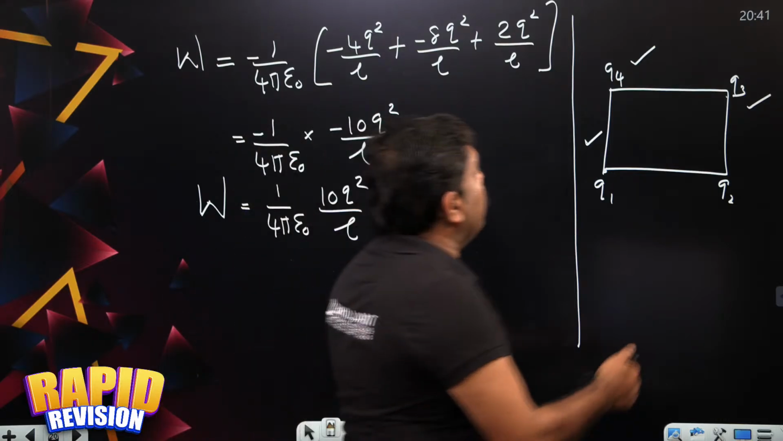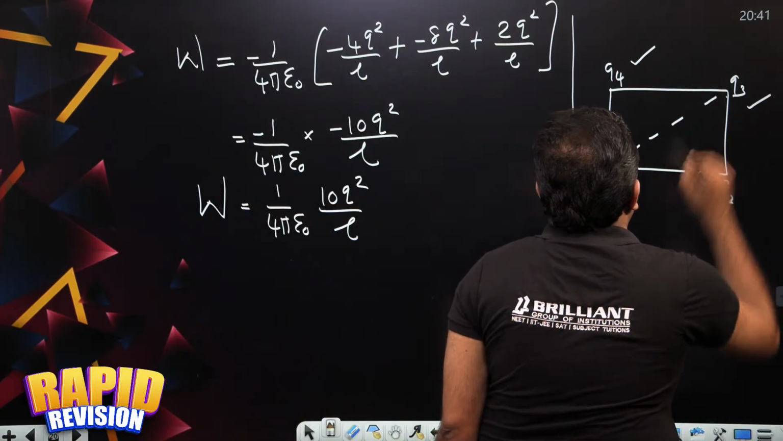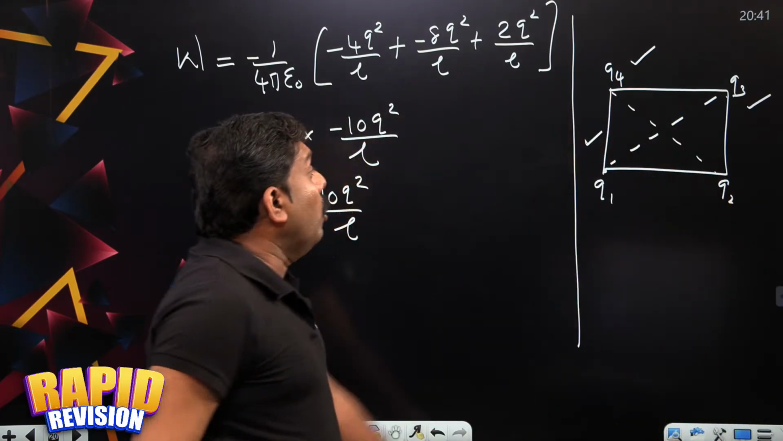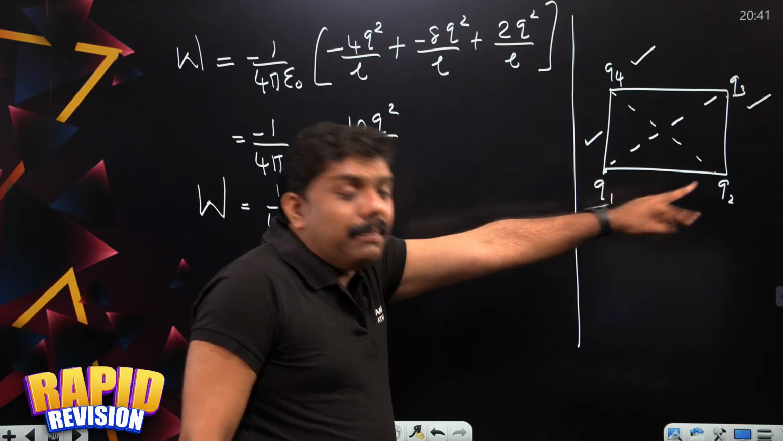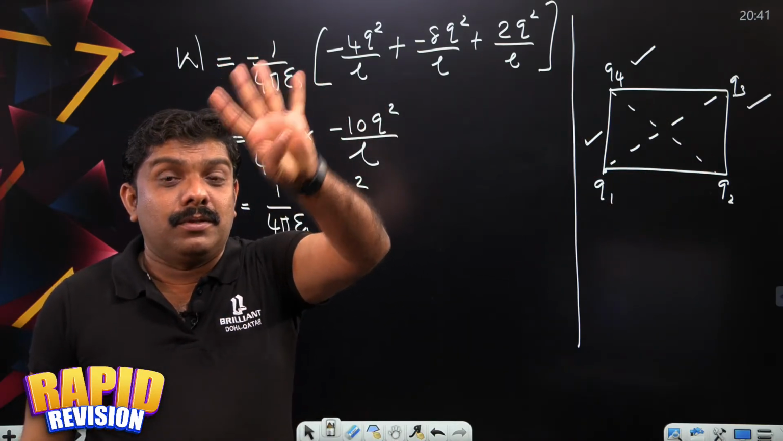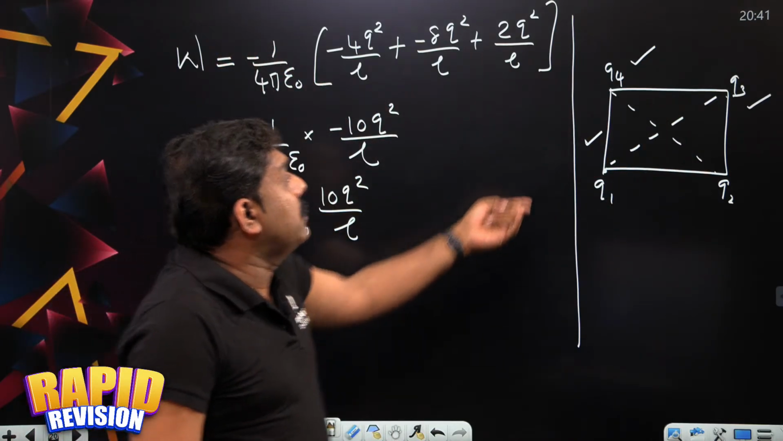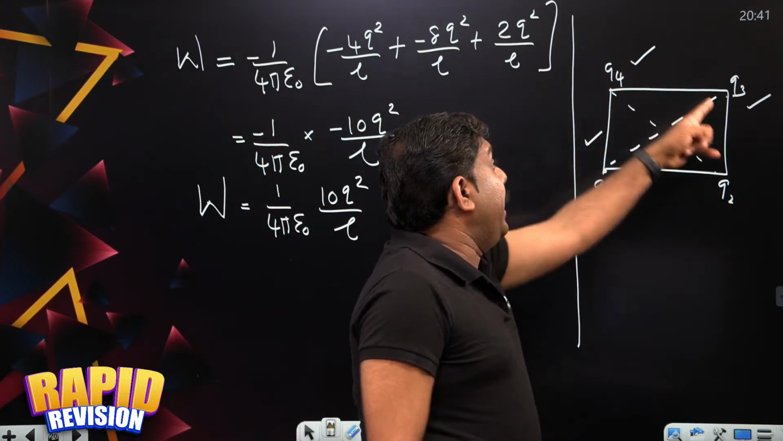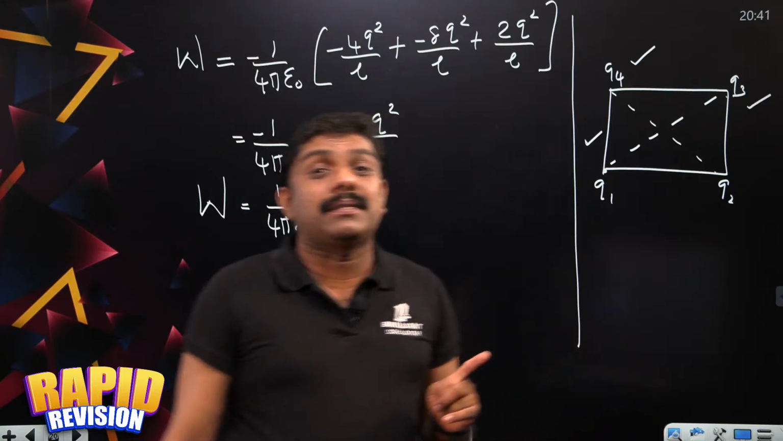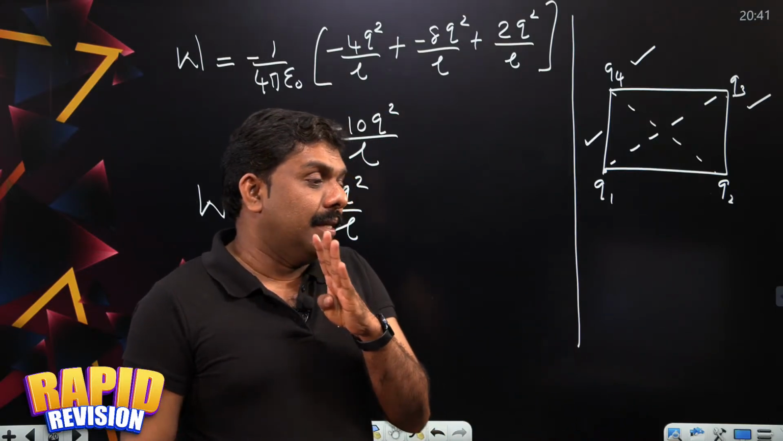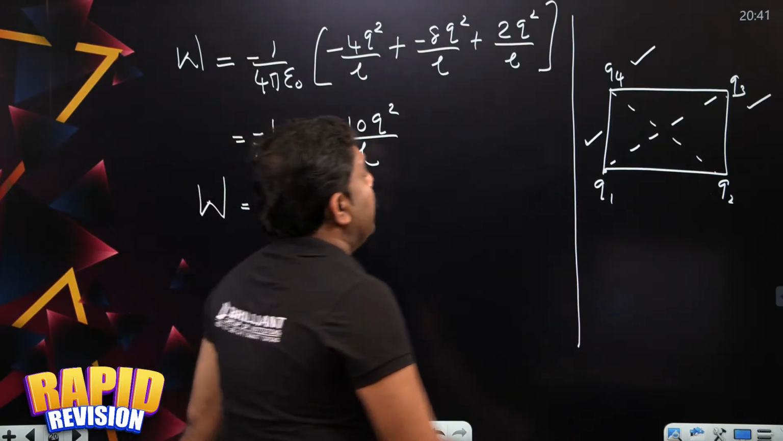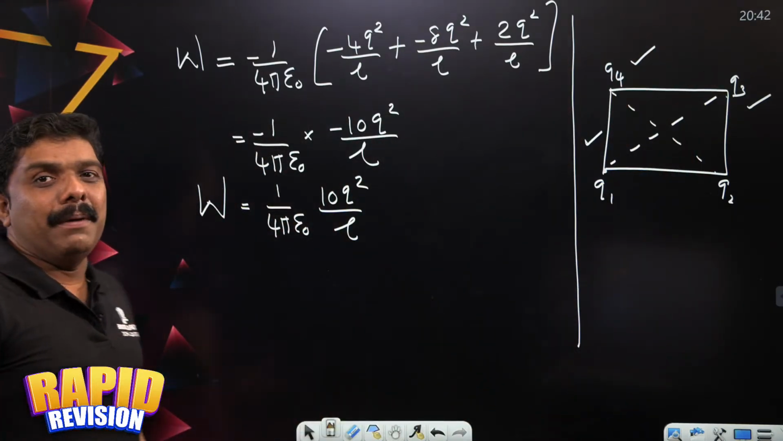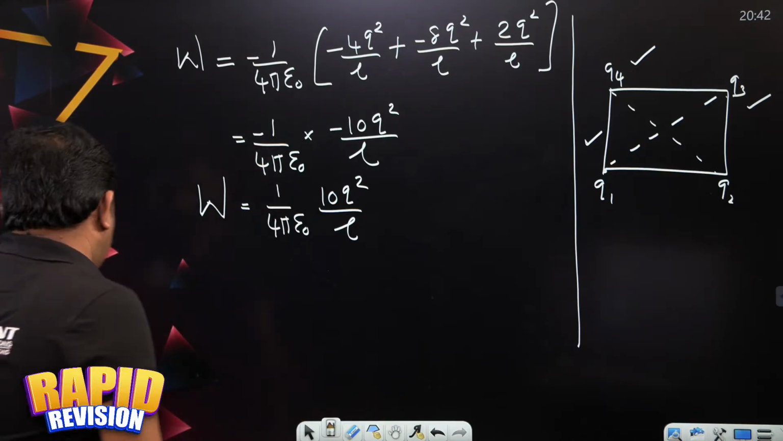What is a diagonal term? Q1, Q3 is 1 term, and Q4, Q2 is another term. So 2 diagonal terms and 4 corner terms. So a total of 6 terms will be there to calculate the potential energy of a rectangular system or a system of 4 charges. So that's about the potential energy.